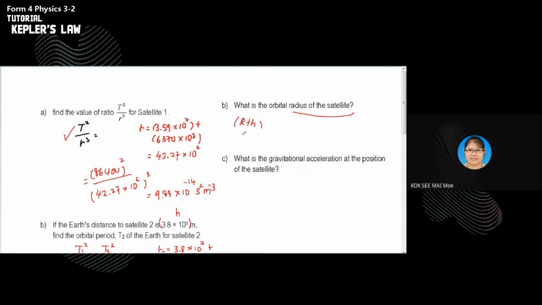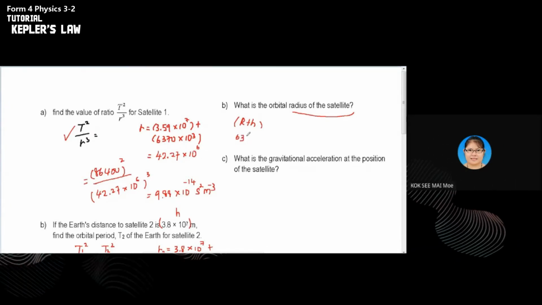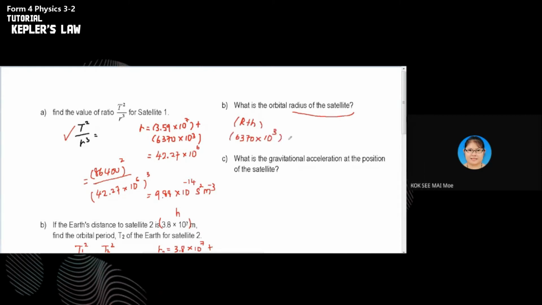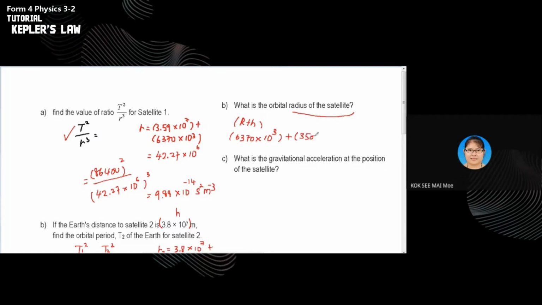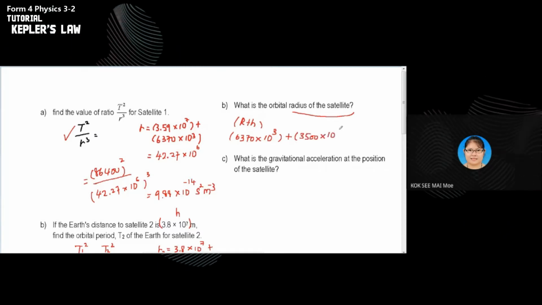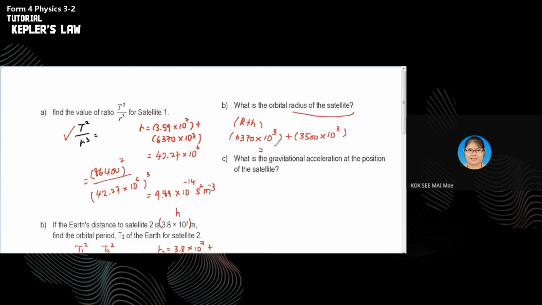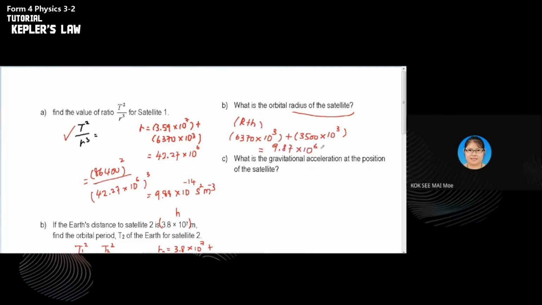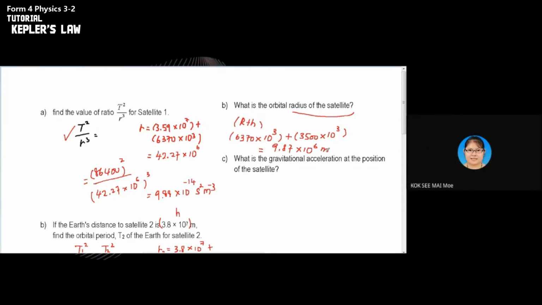So R is how many? There's 6370 times 10 power of 3. This one's the radius of the Earth, plus the distance of the satellite. And remember kilometer, kilo is power of 3. So the total distance is 9.87 times 10 power of 6 meter. So this one is the orbital radius of the satellite to the Earth.